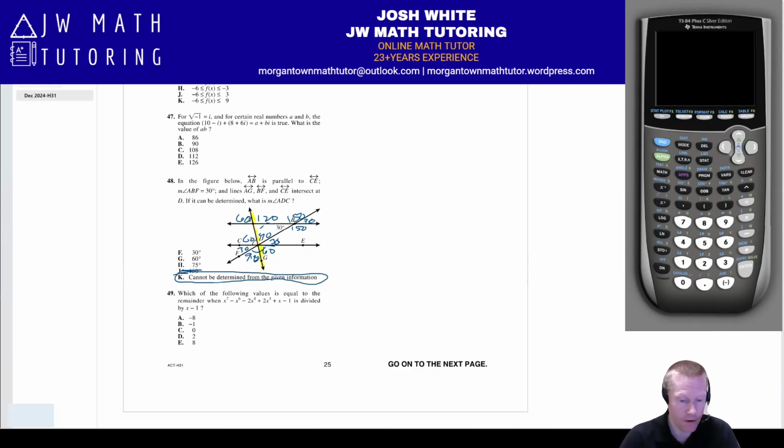We cannot tell with certainty what the measure of angle ADC has to be. We know it has to be less than 150. We know it has to be greater than 0, but we can't determine specifically what it is without knowing at least one of the other angle measures that's formed by the intersection of AG and the two parallel lines. So the correct answer is letter K.